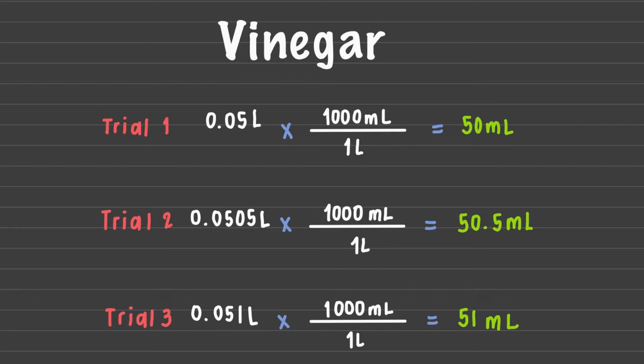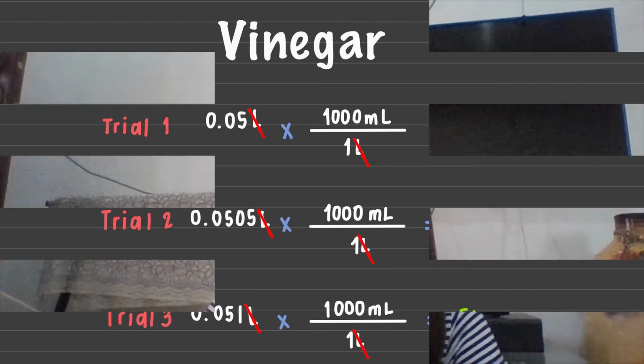I have also done the same with liters to milliliters. Trial 1 with 0.05 liters, Trial 2 with 0.0505 liters, and Trial 3 with 0.051 liters. Multiply with the conversion factor 1000 milliliters over 1 liter. Cancel the units and multiply the quantities. So after this, we got 50 milliliters for Trial 1, 50.5 milliliters for Trial 2, and 51 milliliters for Trial 3. For anything else, let us prepare all our needed pieces of equipment and ingredients.